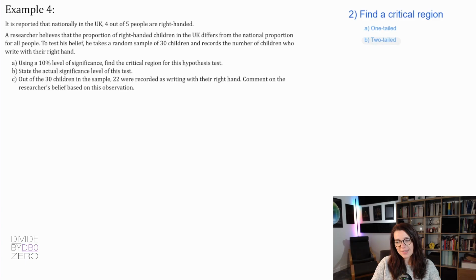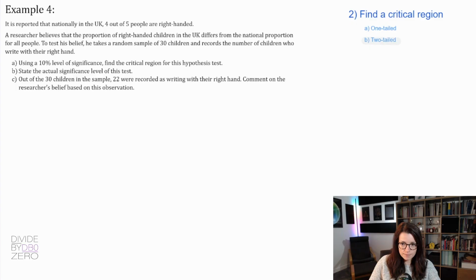Last example, and it's going to be a critical region two-tailed question. It says, it is reported that nationally in the UK, 4 out of 5 people are right-handed. A researcher believes that the proportion of right-handed children in the UK differs from the national proportion for all people. To test his belief, he takes a random sample of 30 children and records the number of children who write with their right hand. Part A. Using a 10% level of significance, find the critical region for this hypothesis test.